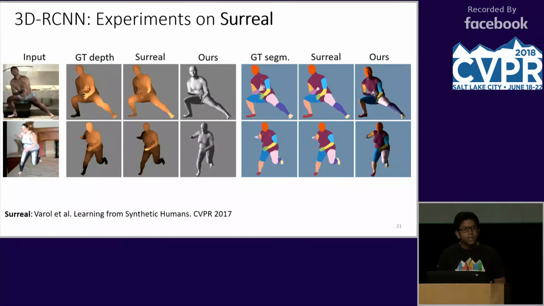So these are some results on the SURREAL dataset. In SURREAL, they actually train one network for estimating body depth, and then another network for predicting body parts. Now, our method directly predicts the 3D shape and pose, and we just render the depth and the segmentation. So with just one network, we can predict both of them. You do not need to have two separate networks, one for depth and another for segmentation.